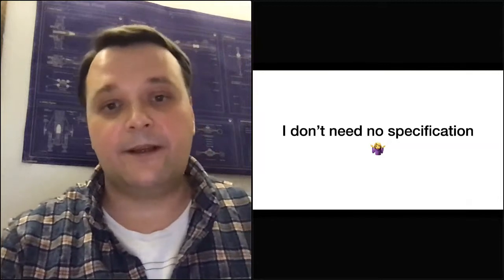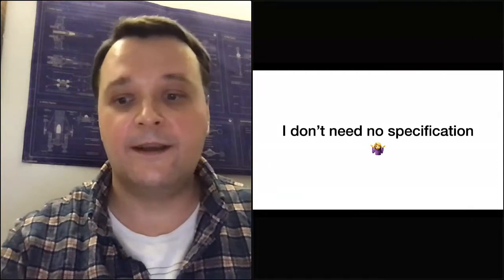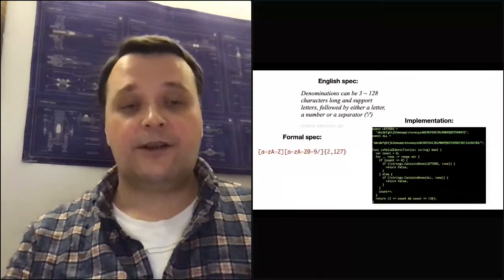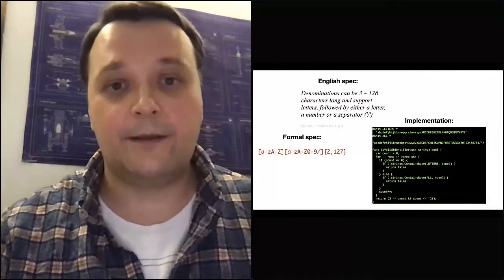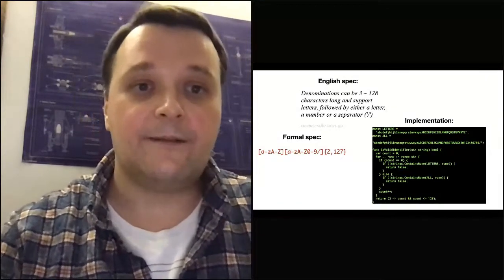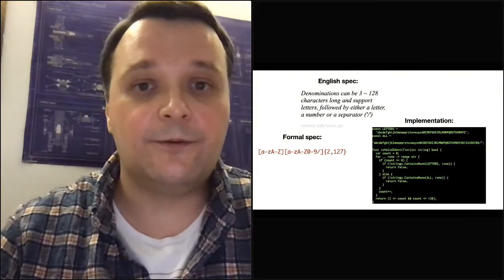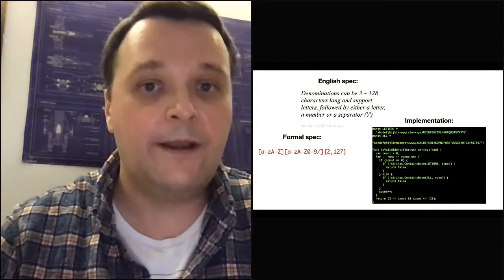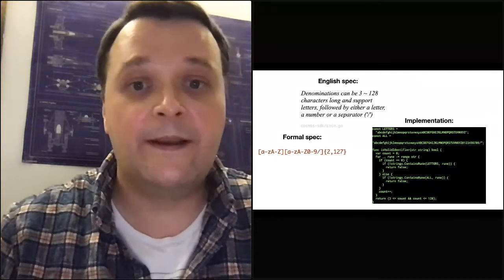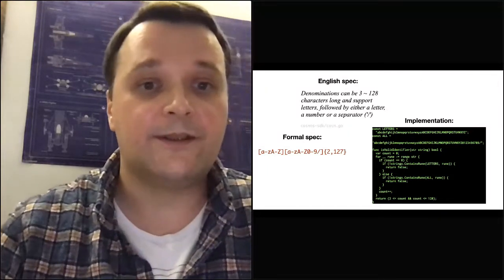Many people say, I actually don't need to write specifications. I have code, and that's what I need. That's the ultimate truth. And here I want to tell you that you actually have been writing specifications for quite some time without even knowing about it. For instance, look at this piece of English text, which is saying that denominations can be from 3 to 128 characters long and support letters followed by either a letter, a number, or a separator slash. That's actually an English specification, and I just found it in the Cosmos SDK.